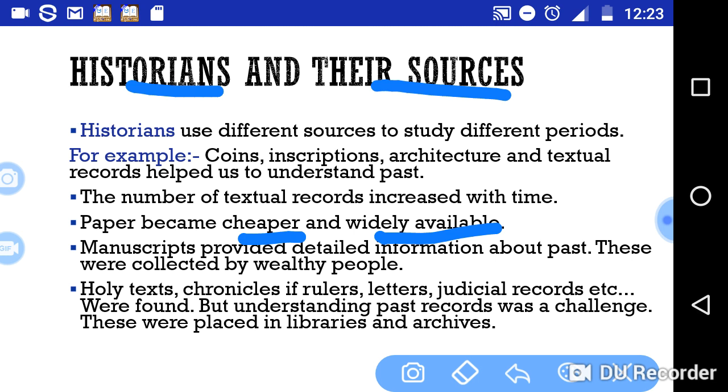And these sources were changing. Initially, the things which were used by the people were used as sources for writing history, but the textual records replaced these things with time. This is how the sources changed with time.